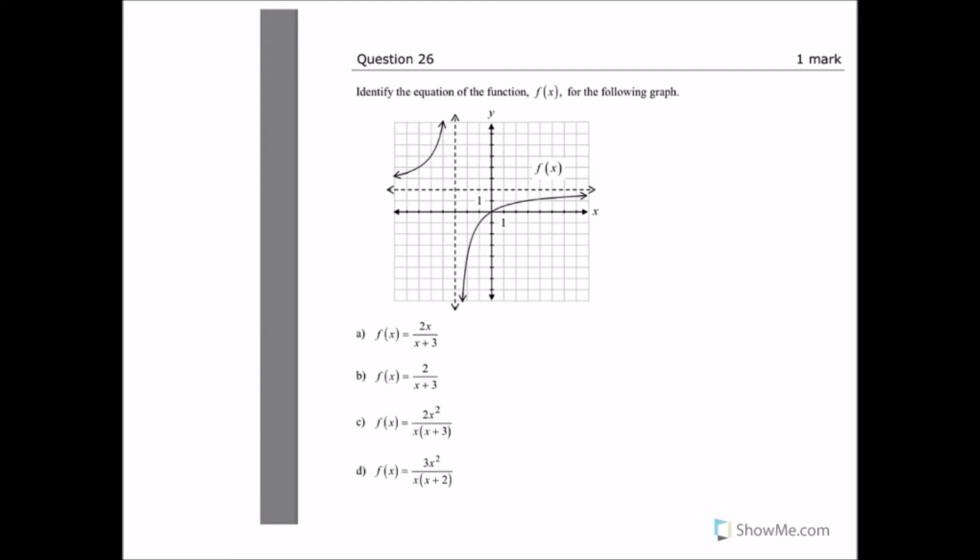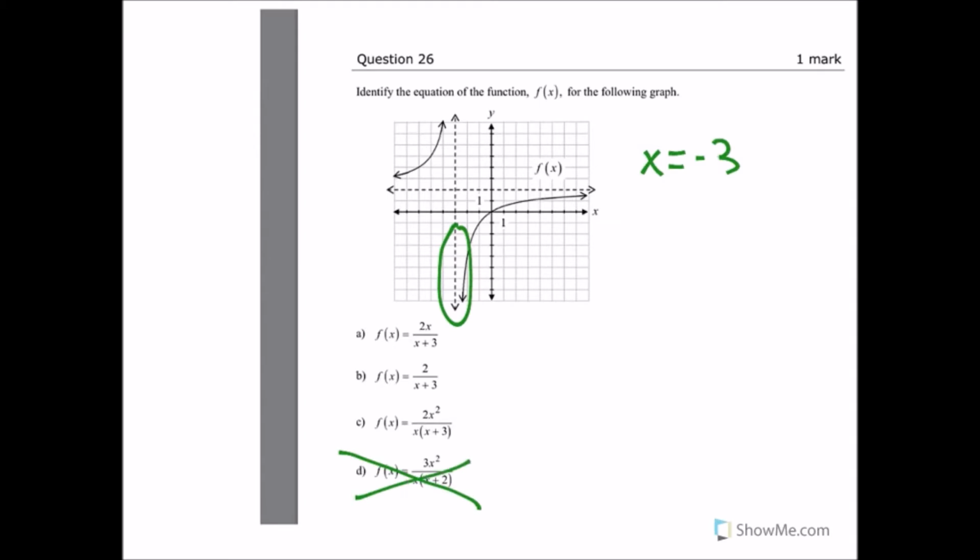Identify the equation of the function for the following graph. Okay, so first things first, to look at the asymptotes. It looks like at x equals -3, that's the vertical asymptote here. So right off the bat, I know I need an x plus 3 on the bottom, so I can get rid of D as an option.